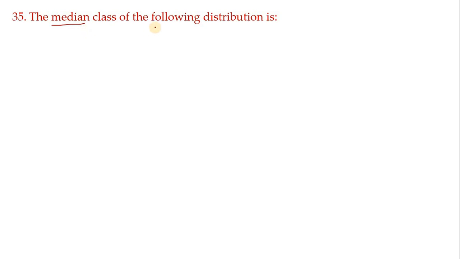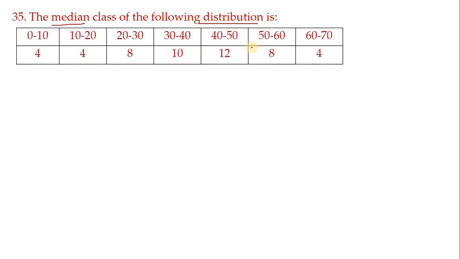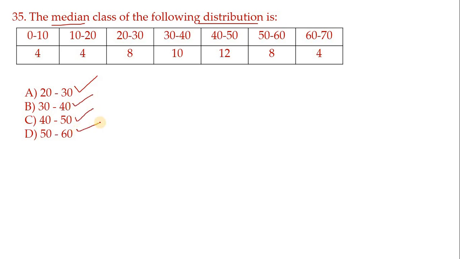The median class of the following distribution is. This is the given table. So we have to find the median class for this. Options are 20 to 30, 30 to 40, 40 to 50, 50 to 60. Children, a few problems back I have told how to identify the median class. To identify the median class, the cumulative frequency column is very important, that you want to draw.